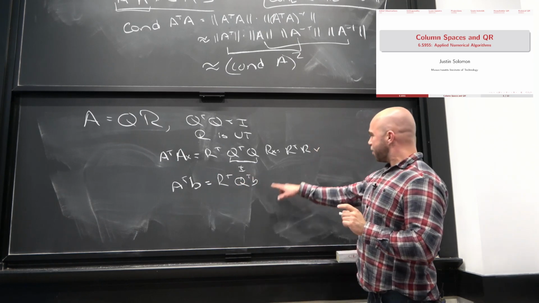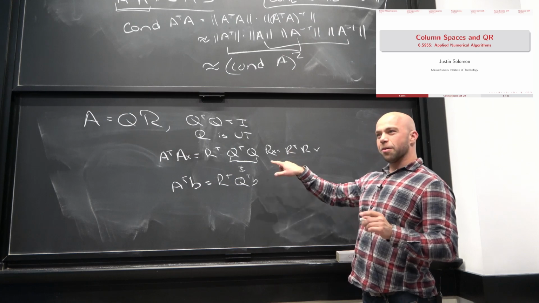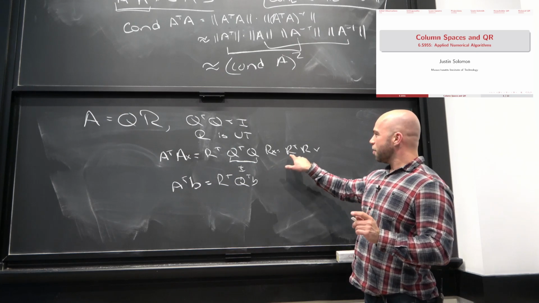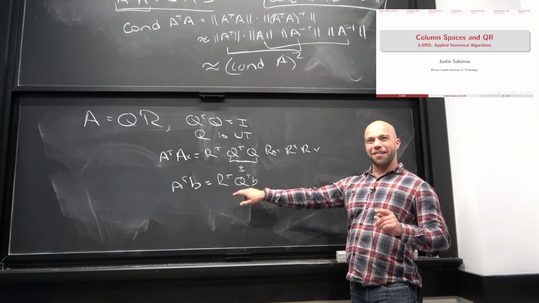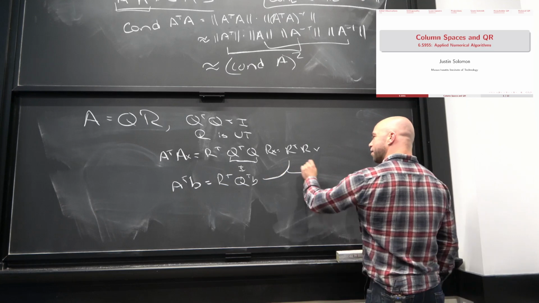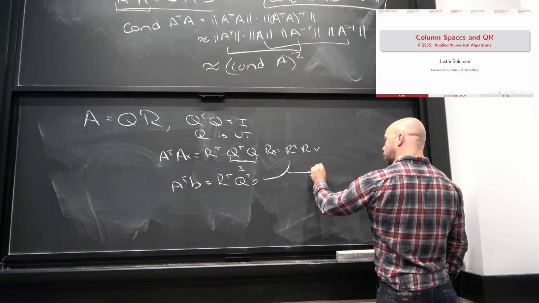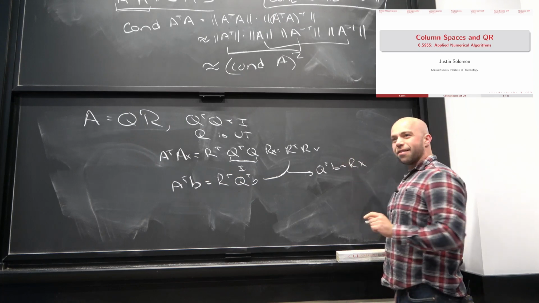So if I set these two things equal to each other, then what happens when R is invertible? Well, notice I have R transpose R x equals R transpose Q transpose b. So I can get rid of the R transpose on the left-hand side. And what I'm left with is Q transpose b is equal to R x, like that.